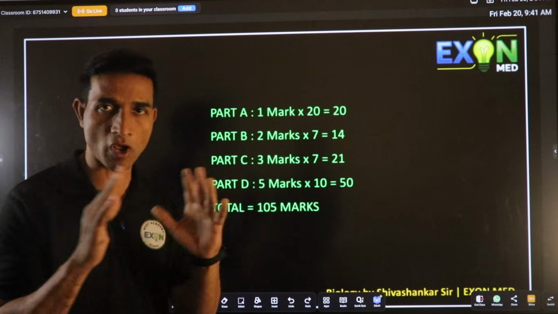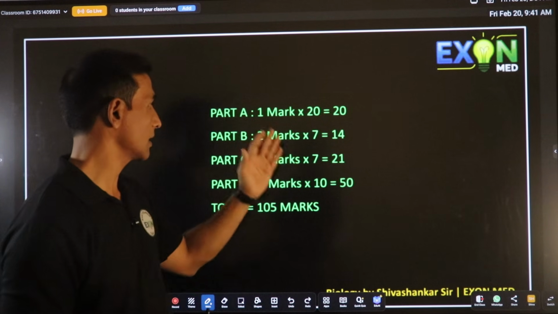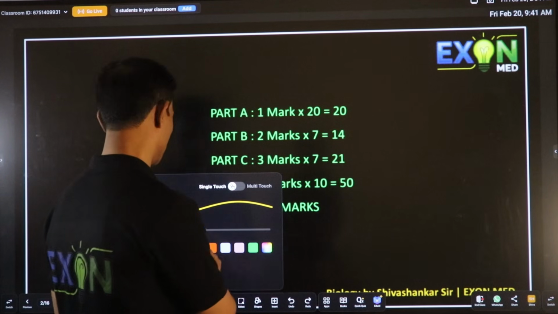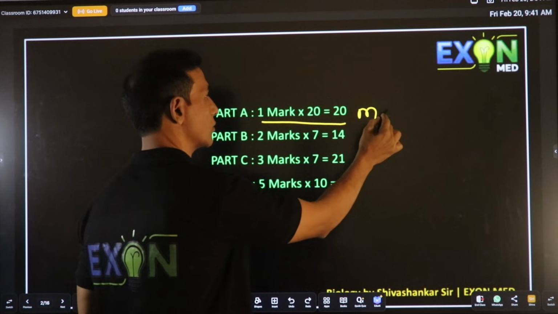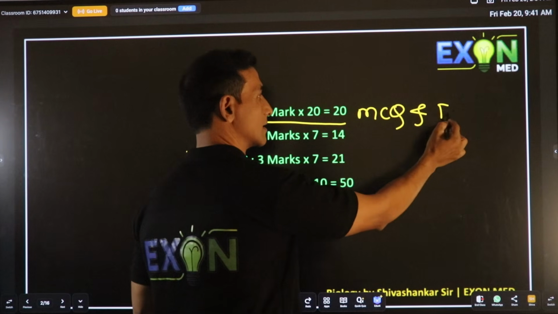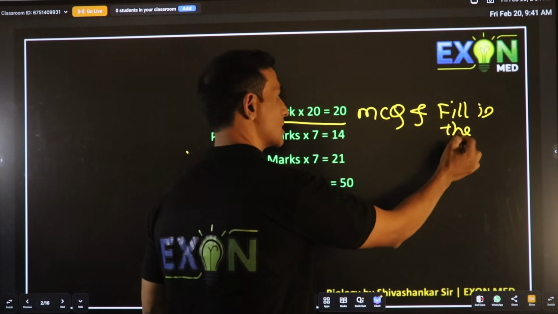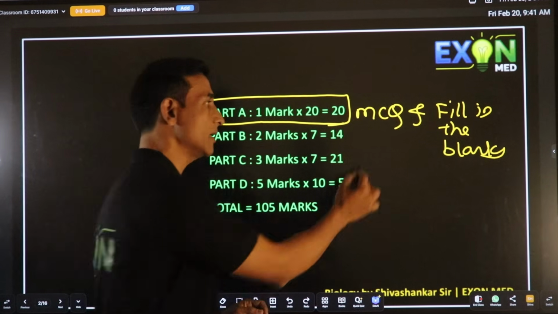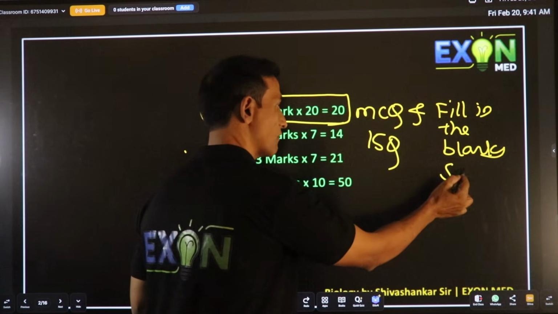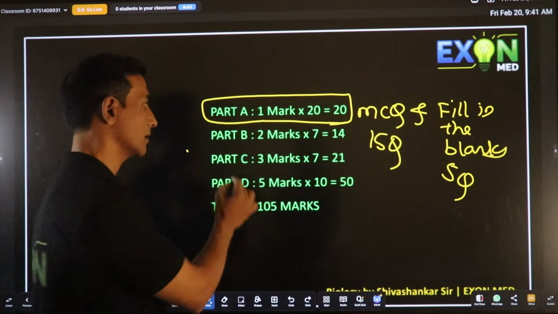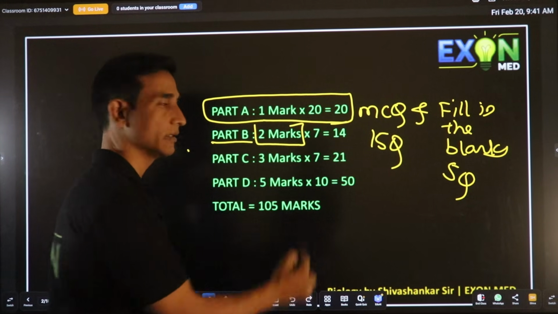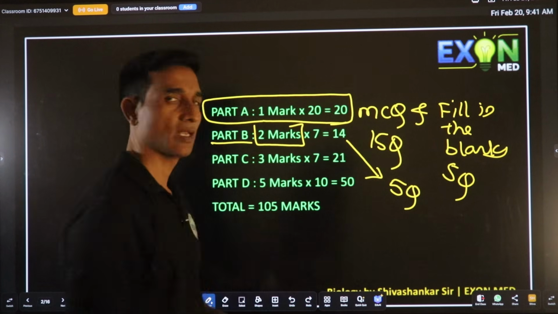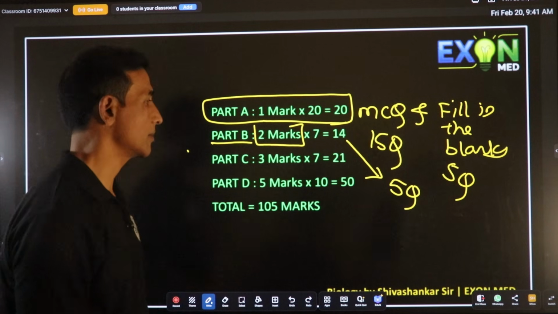So first we will understand the format of the question paper. The board question paper consists of Parts A, B, C and D. In Part A, there are only MCQ questions and fill in the blanks. MCQs will be 15 questions and fill in the blanks are 5 questions. And Part B is for 2 marks. There will be 7 questions and you have to attempt only 5 questions. So there is a choice for that.